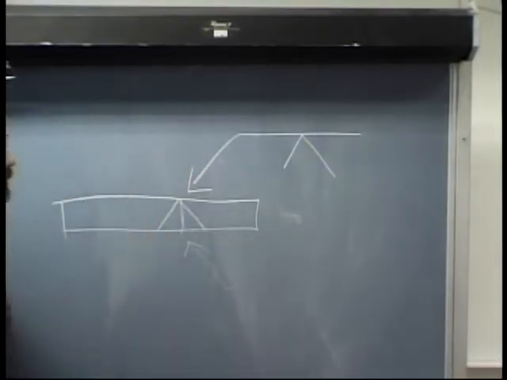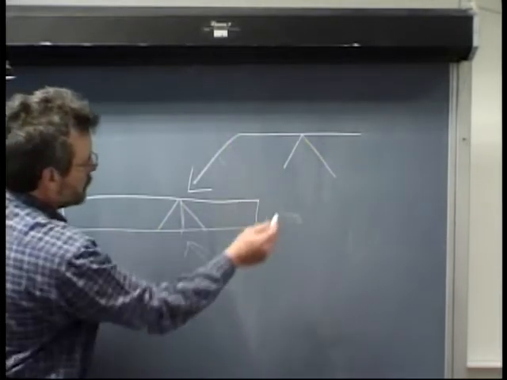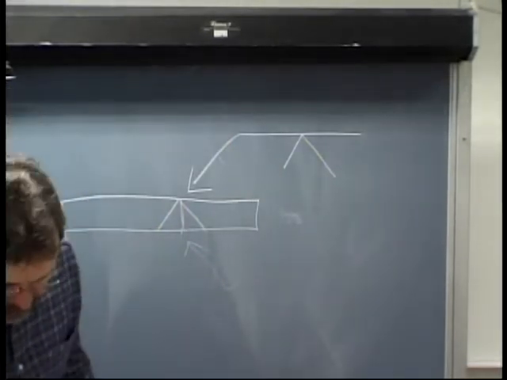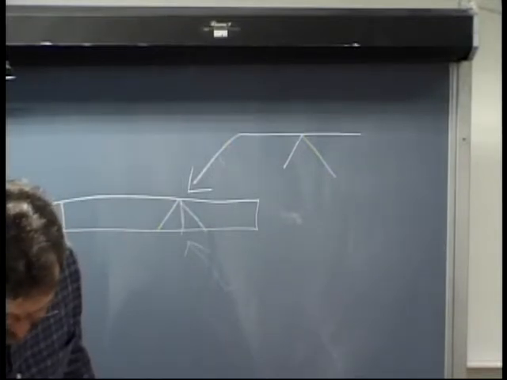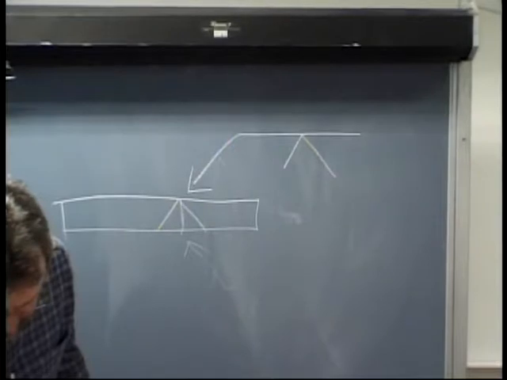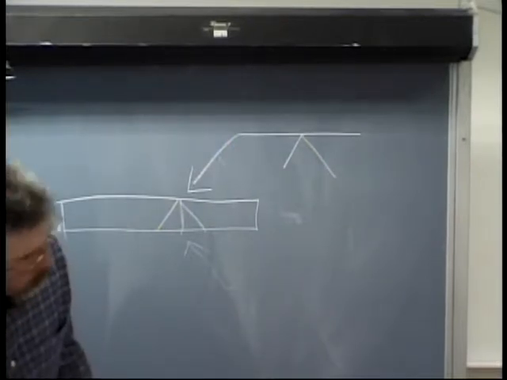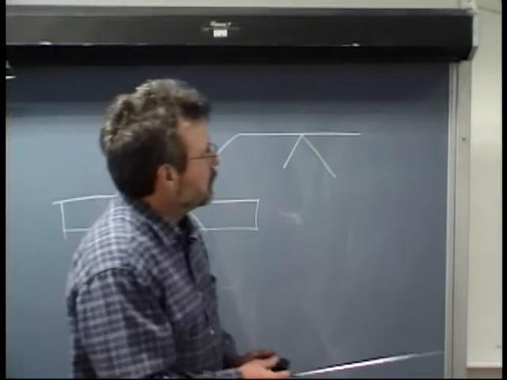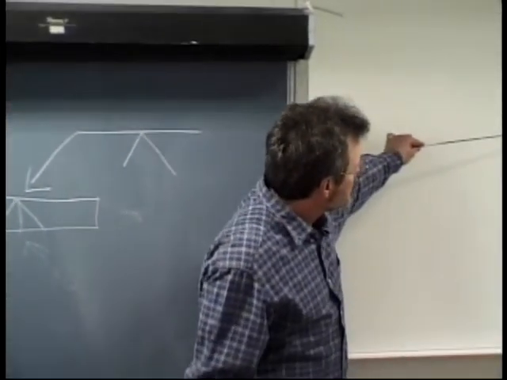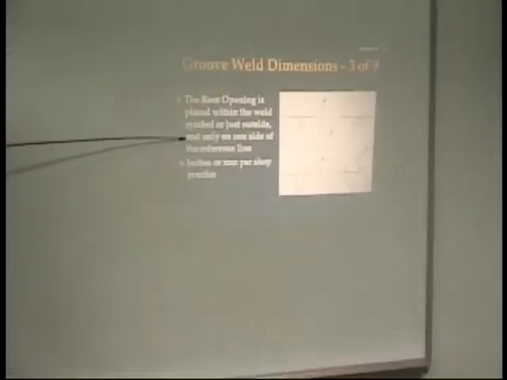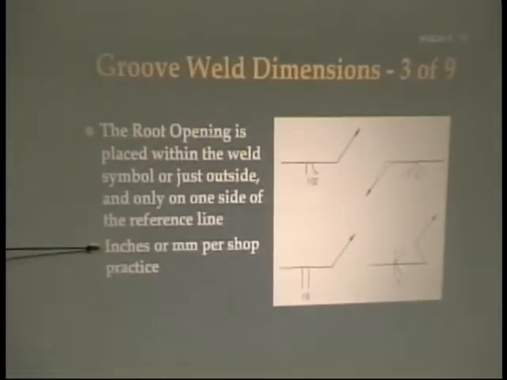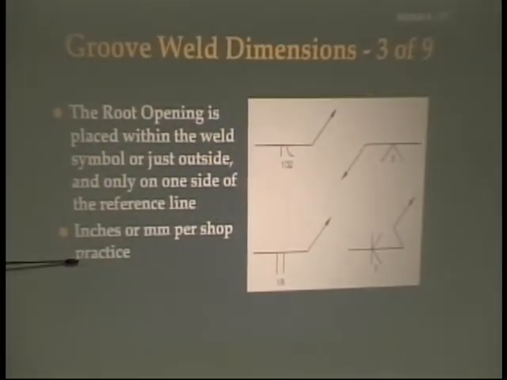So you don't have to put a break in the arrow to show that, because we know it's going to be the arrow side, which would be the other side. We're going to start reading from the reference line out, but first of all, let's read from your book. It says, the first thing the welder must do in setting the joint up is to set the root opening. And the root opening is placed within the weld symbol or just outside and only on one side of the reference line. Inches or millimeters per shop practice.